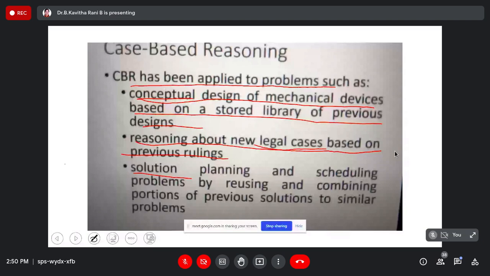And one more is solution planning and scheduling problems by reusing and combining portions of previous solutions to similar problems. One more thing is that sometimes old solutions cannot be used as they are for the new problems. So in that case, only a particular part of the solution can be used.